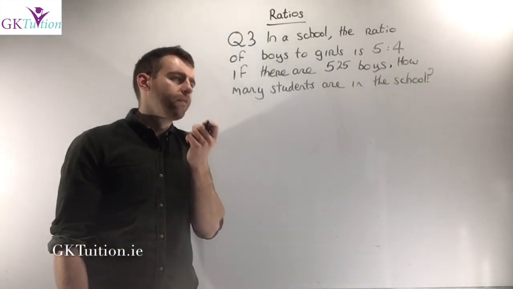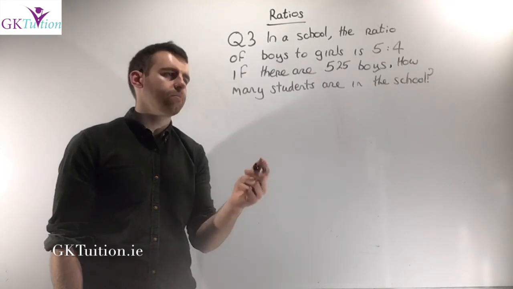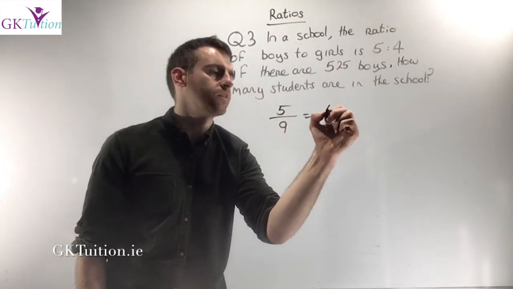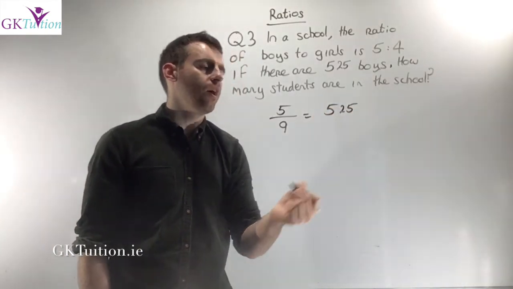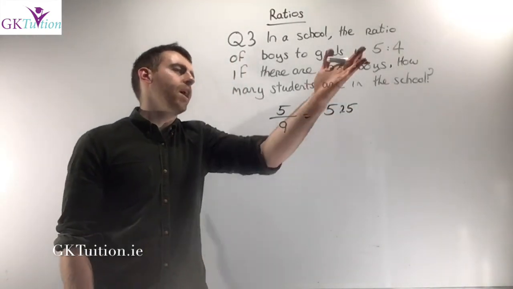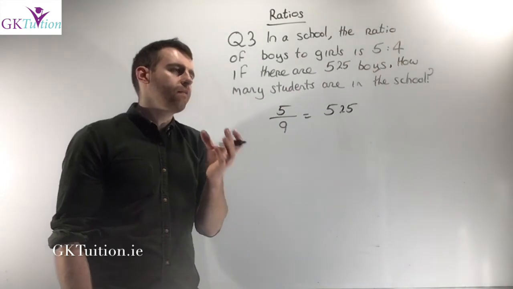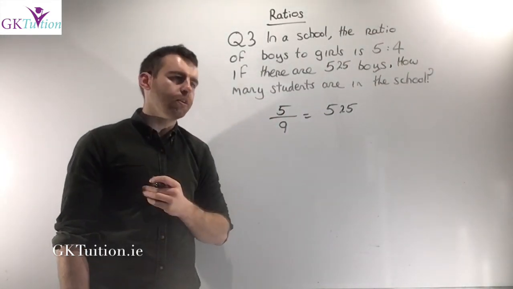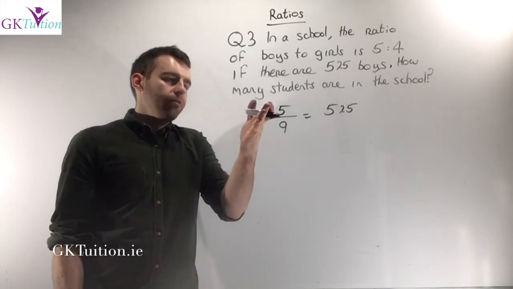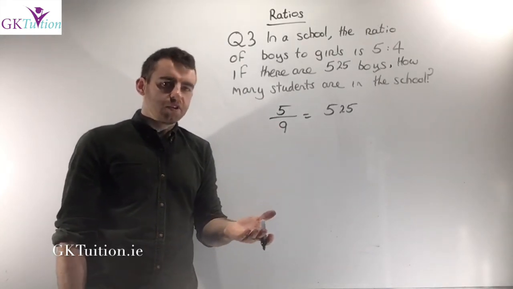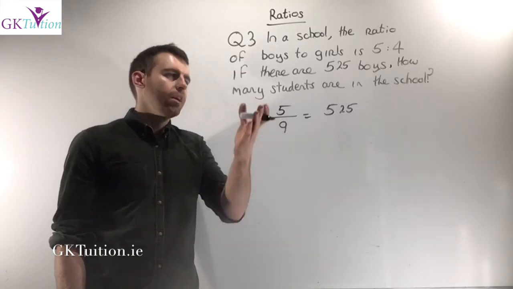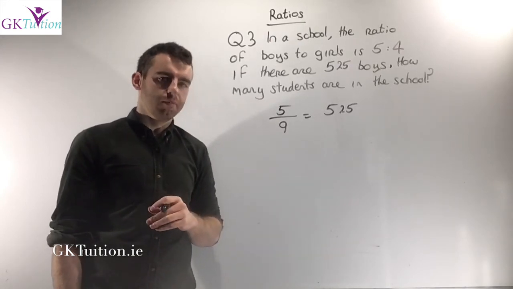And I know that there are 525 boys. So I know that 5/9 of the total population of this school is 525. Because I know that the 5 and 4 add up to 9, and 5 of the 9 of them are boys. So 5/9 of them are boys. If I know 5/9 of the total population of the school, I can obviously just work out 9/9 of the total population of the school. That will tell me how many students are in the school.